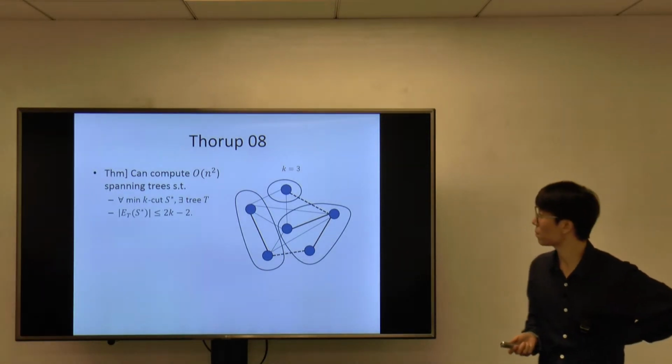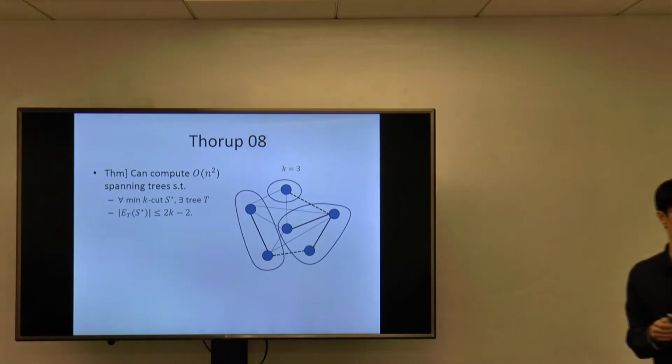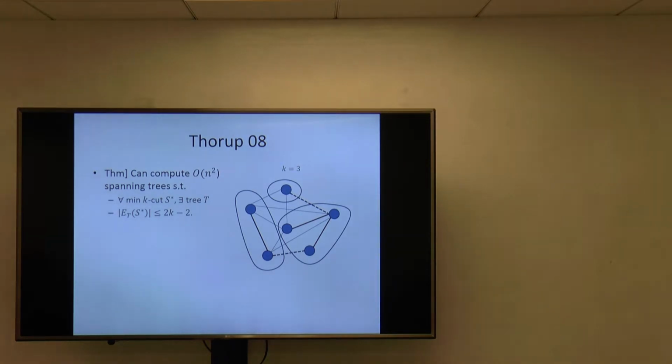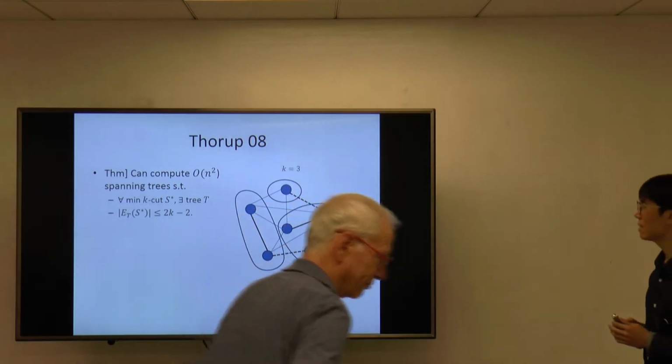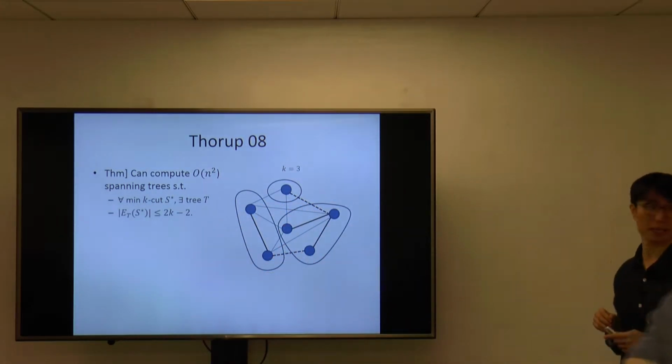Is that decomposition into trees simultaneously true for all k, or do you need to know the k and then do the decomposition for that particular k? I think in this case, perhaps you need to know k first. Yeah. Okay.